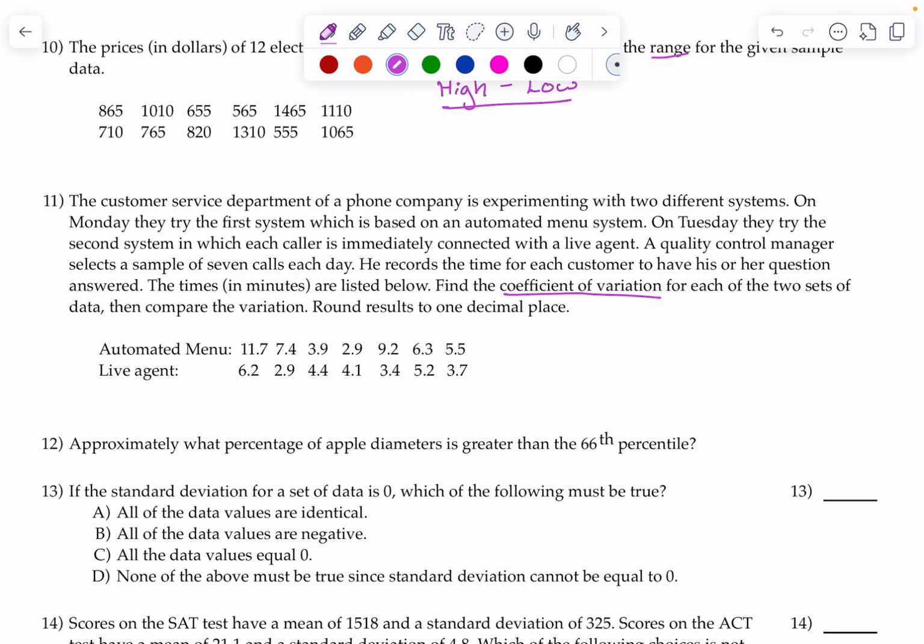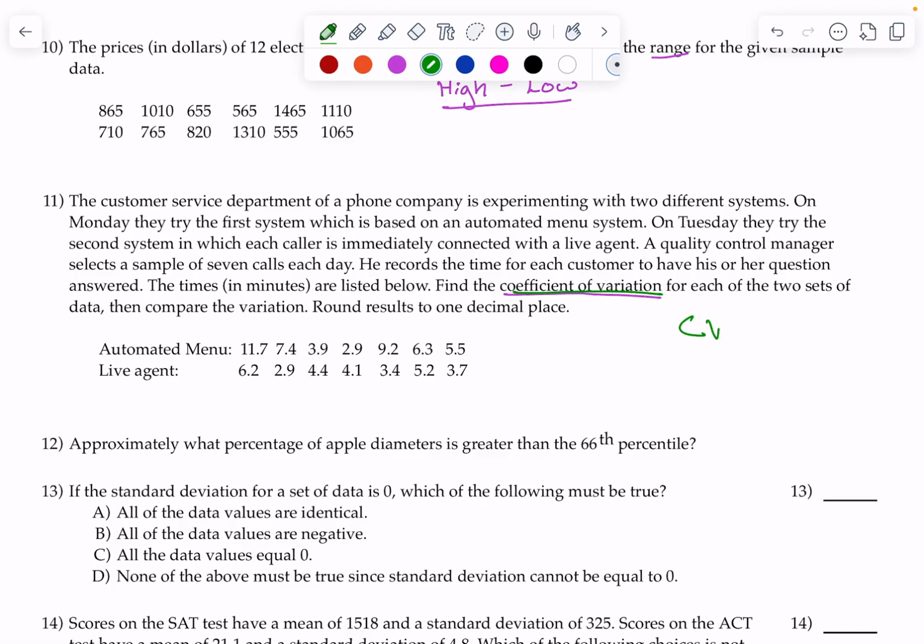All right, so the automated menu. Basically what we have going on here is an automated system soliciting calls, or a live agent, a live person sitting there on the phone soliciting calls. And we're recording the amount of time each customer is given to answer. Sometimes the automated menu takes longer to answer the questions versus the live agent, and sometimes it's the other way around. So they're trying to figure out which one people like the most. Okay, so find the coefficient of variation.